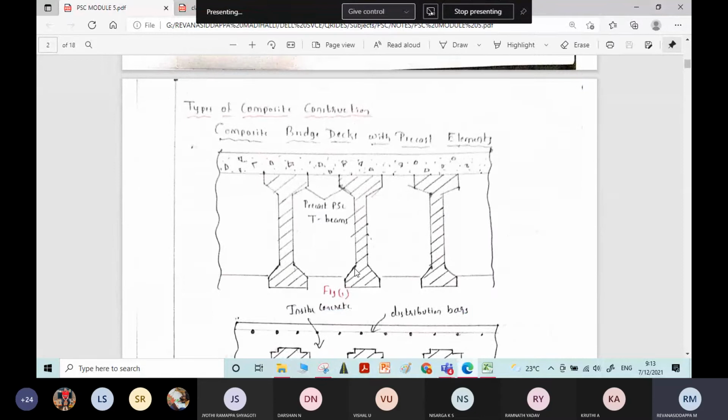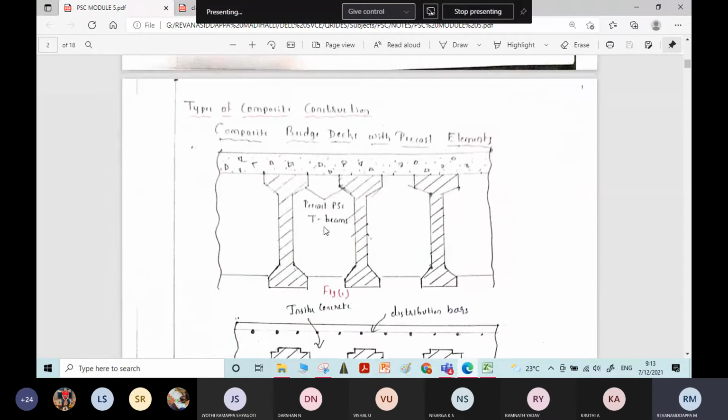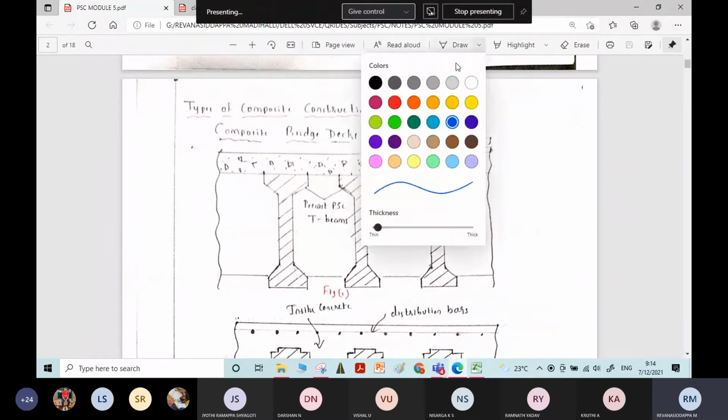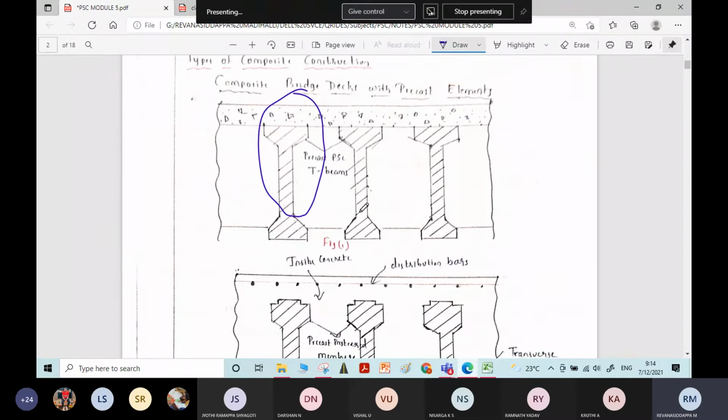Then coming to the types of composite construction, there are 3 to 4 types. The first type, what you can see in the first figure, is an inverted T-beam section. These girders are precast elements, and this is the cast in situ slab. In this way, it will make a composite section, a composite section with inverted T-beam.